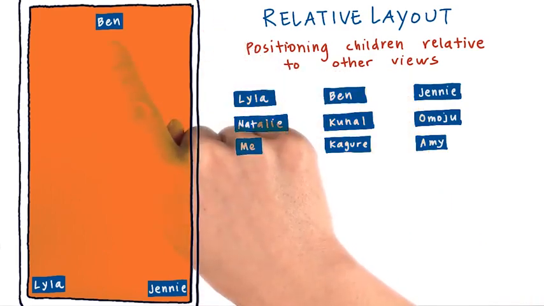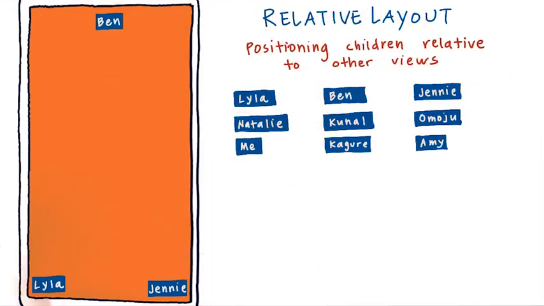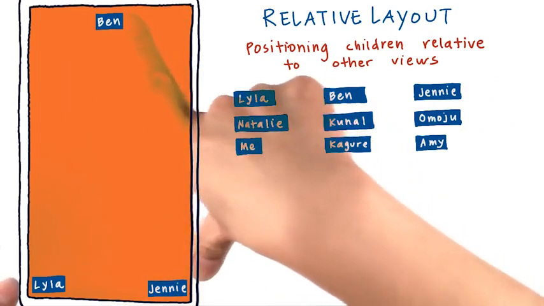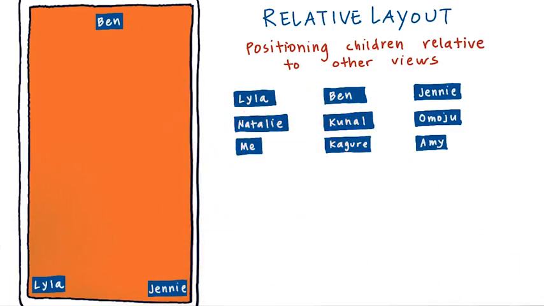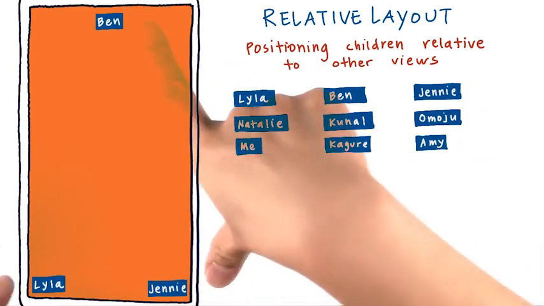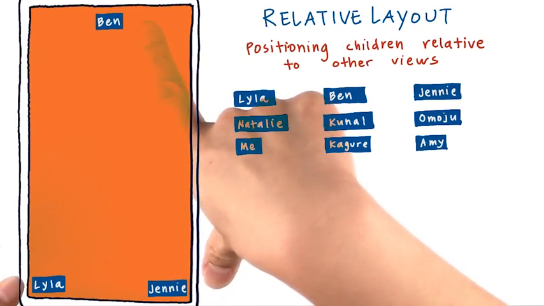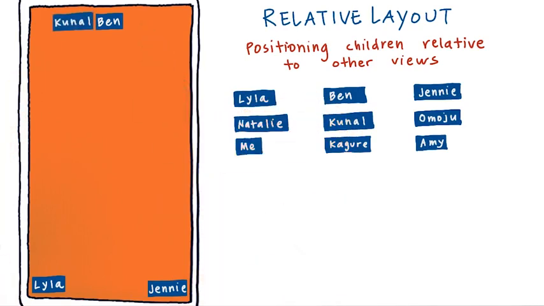So back to Ben. He's aligned to the top of the parent. We also want to center him horizontally. Informally, you might call these three views the anchor views, because everyone else is positioned relative to these people, and these people won't move regardless of where everyone else is sitting. So let's add another person. We have Kunal here, who's located to the left of Ben. But how do we express that in XML?